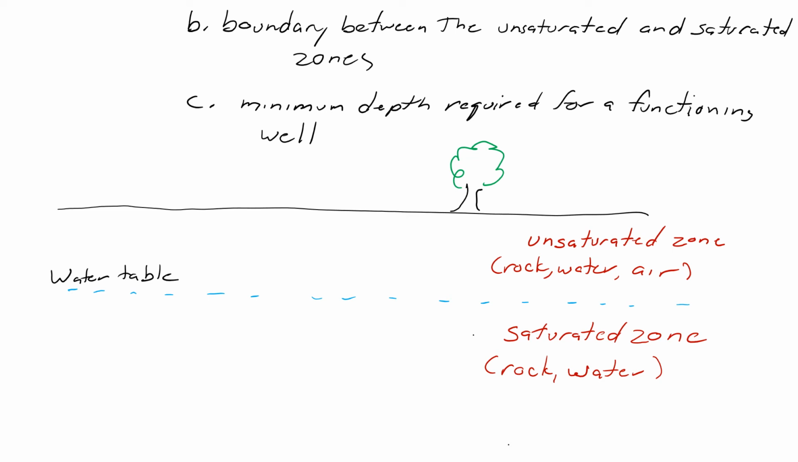So it depends. Sometimes the saturated zone can intersect the Earth's surface. And when that happens, you get something called, do you guys know what it is? It's a spring. That's the definition of a spring, where the saturated zone hits the Earth's surface, water just basically pours out of the ground.